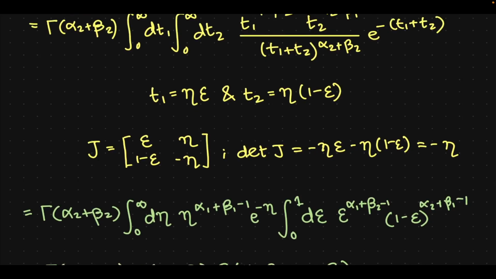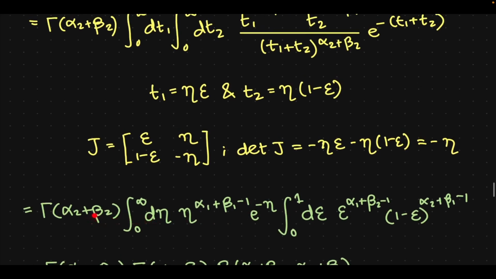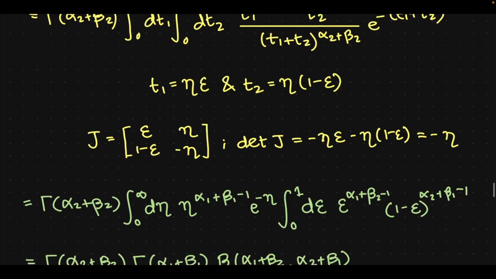If we orient it in a natural way, in the sense that instead of going from 1 to 0, we're going from 0 to 1 and 0 to infinity for d epsilon and d eta respectively. So the integral is now gamma of alpha 2 plus beta 2, integral from 0 to infinity d eta, eta to the alpha 1 plus beta 1 minus 1, e to the minus eta, integral 0 to 1 d epsilon, epsilon to the alpha 1 plus beta 2 minus 1, 1 minus epsilon to the alpha 2 plus beta 1 minus 1.